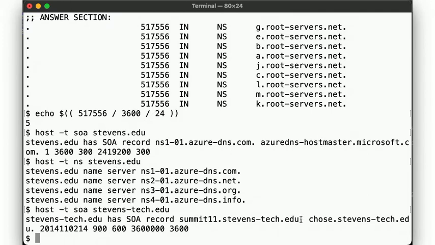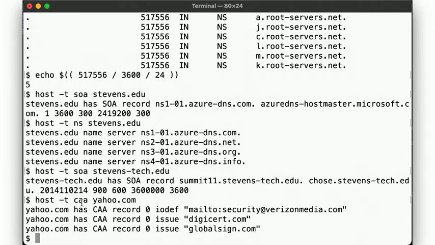Okay, what other DNS records do we have? Since the DNS is such a conveniently distributed database, people have found all sorts of uses for it. For example, there's CAA records, which provide information about which certificate authorities are allowed to issue certificates for the given domain. We'll discuss this again when we talk about the HTTPS ecosystem. Here, we see that Yahoo only allows DigiCert and GlobalSign to issue certificates under yahoo.com.